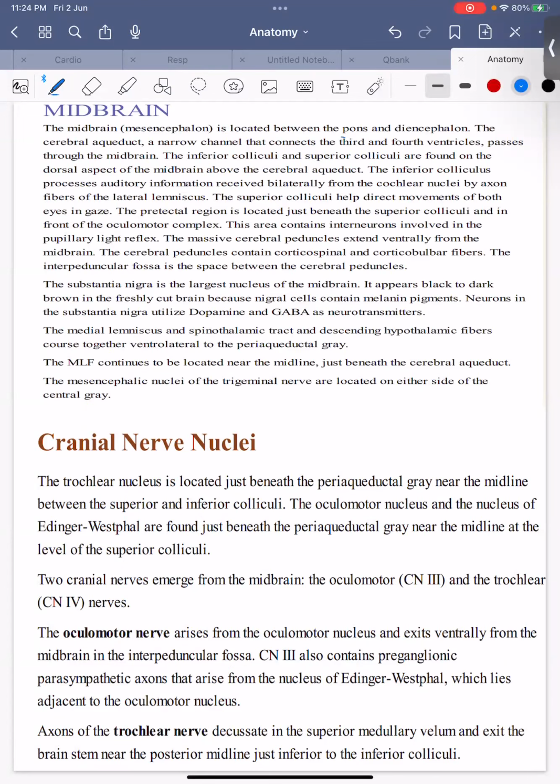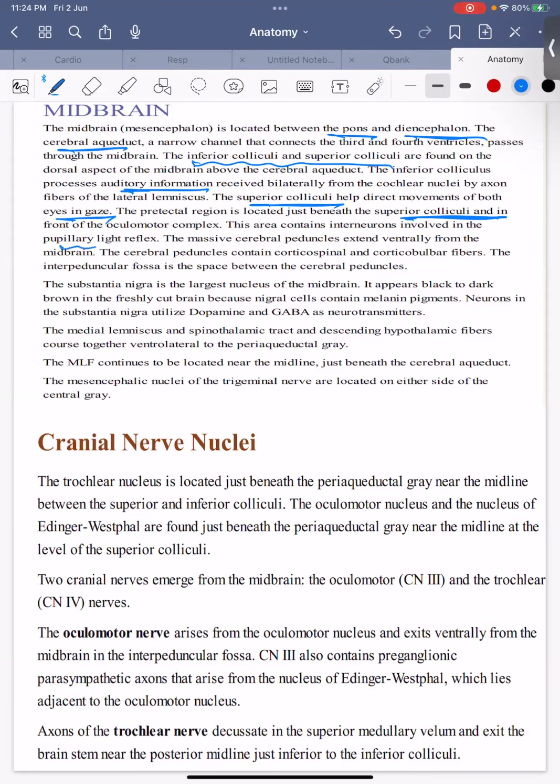Midbrain is located between the pons and diencephalon. It has a canal known as the cerebral aqueduct that connects the third and the fourth ventricle and passes through the midbrain. The important thing is the inferior colliculi and the superior colliculi, they are present in the dorsal aspect of the midbrain. The inferior colliculi is for the auditory information. The superior colliculus is for the gaze. The pretectal region is located beneath the superior colliculus.